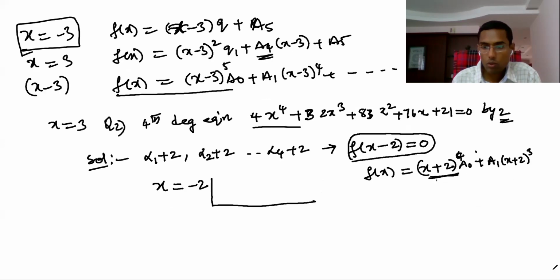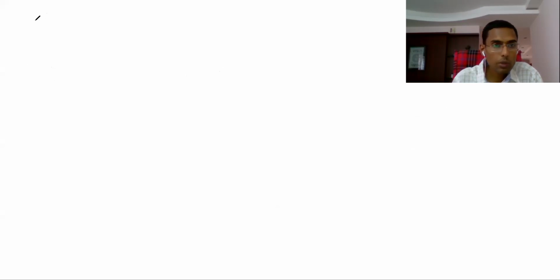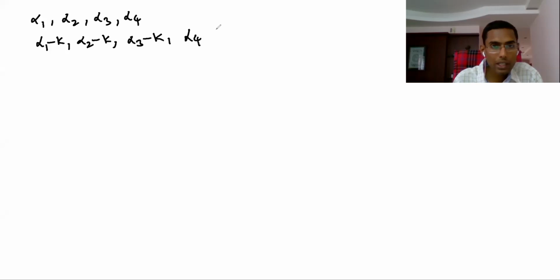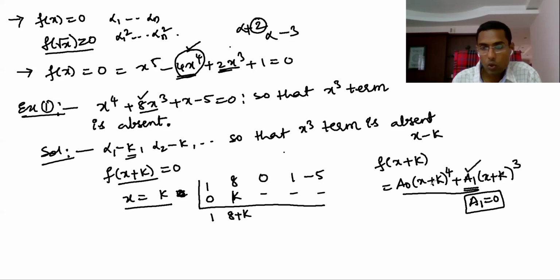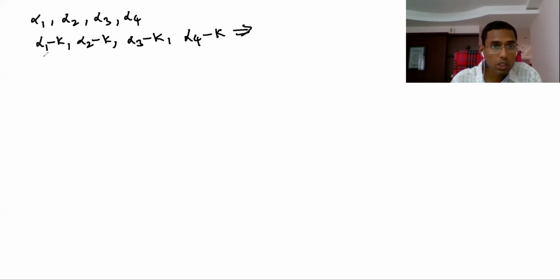So now, whatever may be the roots, roots may be alpha 1, alpha 2, alpha 3, alpha 4. Now what did I do? Each root I added minus k: alpha 1 minus k, alpha 2 minus k, alpha 3 minus k, alpha 4 minus k. So now I want a1 to be 0. What is the required equation with these 4 roots? F of x plus k equal to 0.